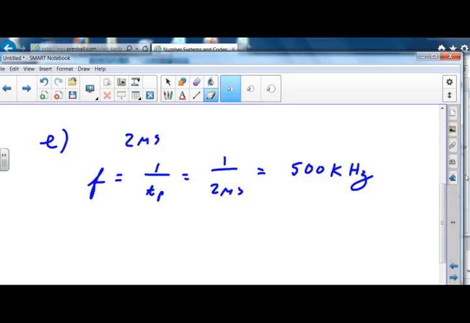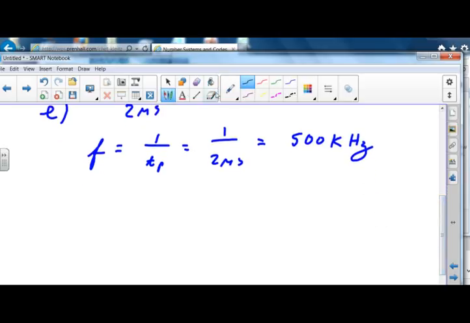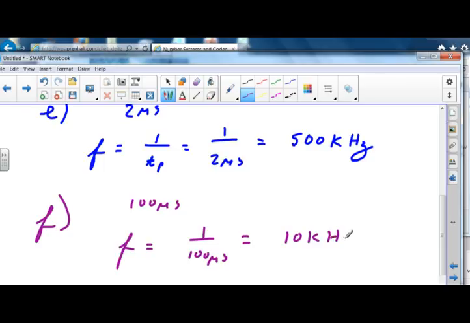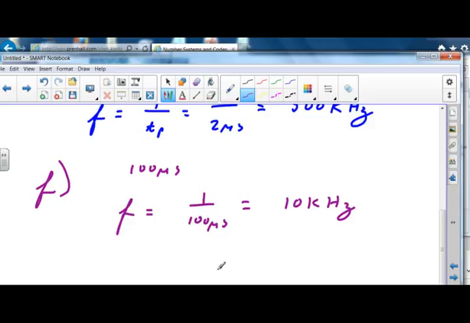All right, F. 100 microseconds. Frequency: 1 over 100 microseconds. We're not doing these in our head, we're using our calculator. There's not going to be any essay or multiple choice questions anyway, so it's not a real issue. So that'd be 10 kilohertz. Can you get 10 kilohertz?